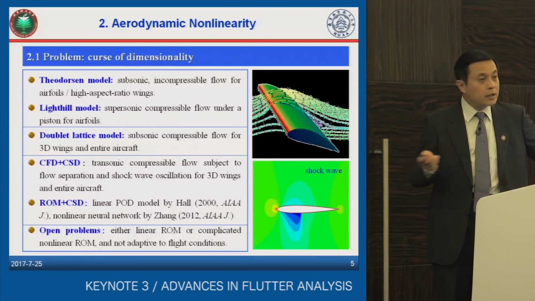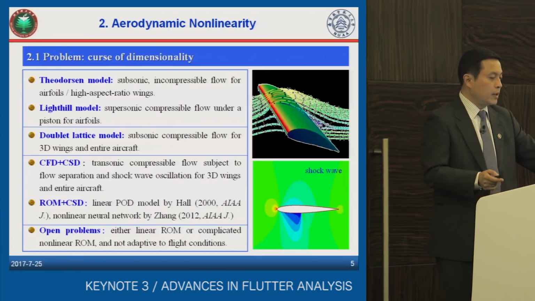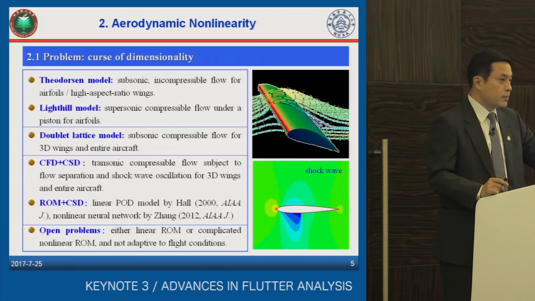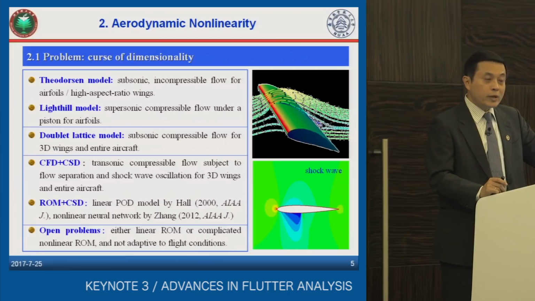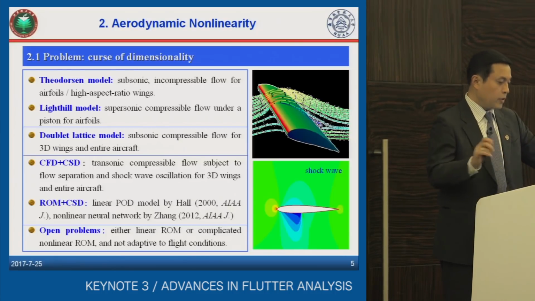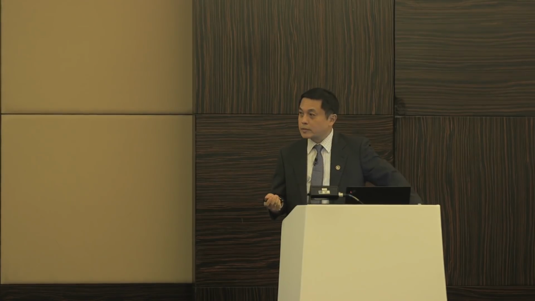Then people developed the second kind of approach based upon the doublet lattice. It also works in the subsonic regime, but not only for 3-dimensional wings, but also for whole airplanes. This approach has been very useful in engineering. However, with an increase of the angle of attack or the flow speed, flow separation happens, and then we have vortices, just like in the case of the tail of the wing, or you can see the shock wave oscillates with the oscillation of the wing, just like the video shows.